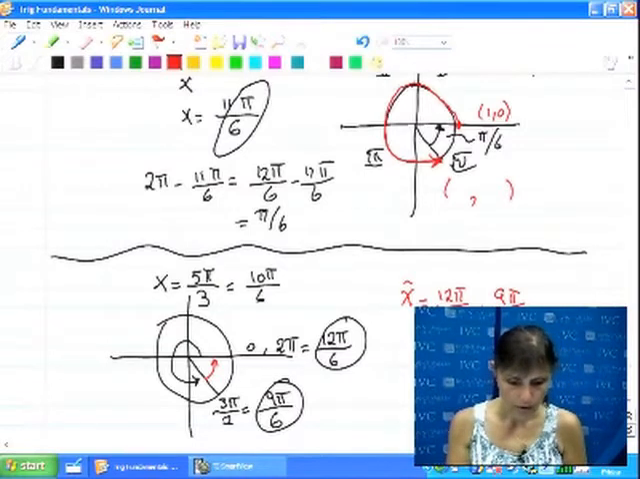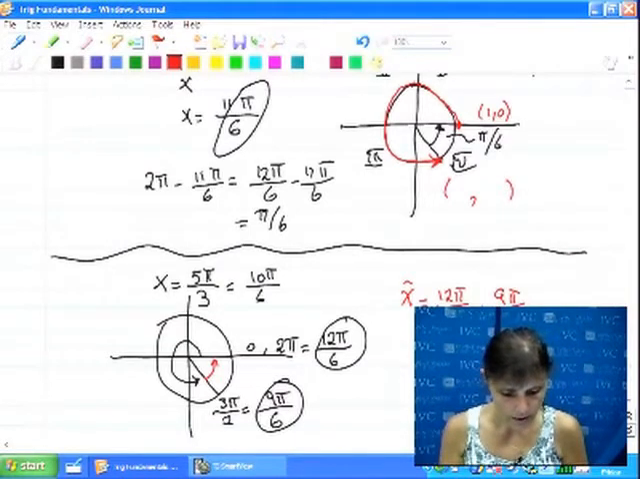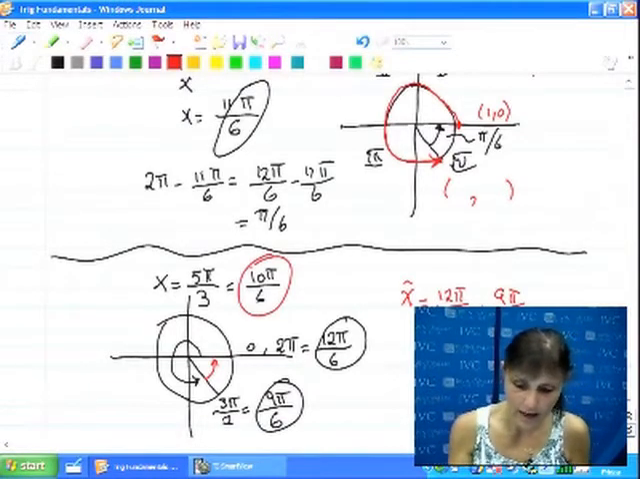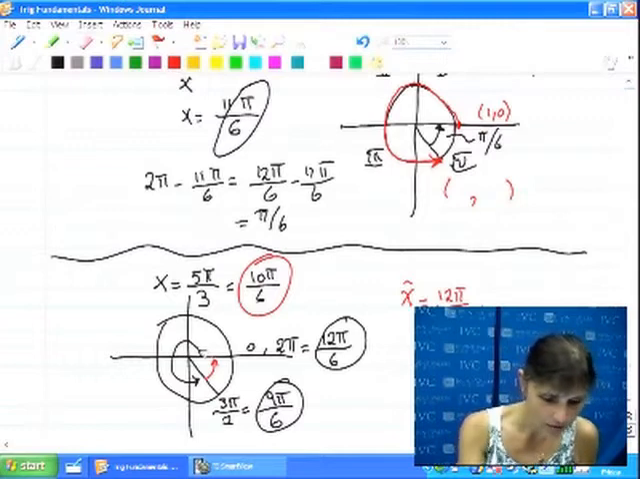What did I do? 12 pi over 6. Oh, that's true. Okay, sorry. I just had to subtract that 10 pi over 6, not the 9 pi over 6. Let me take that out. All right. So this angle is 10 pi over 6.